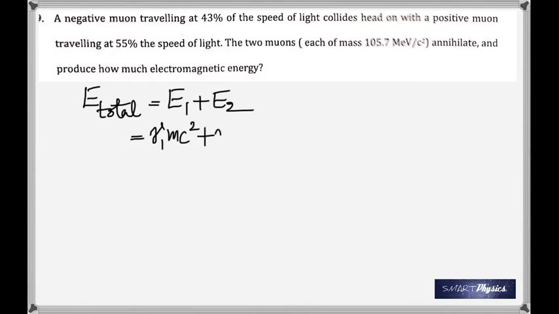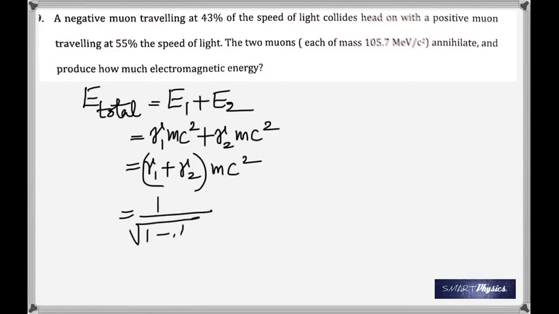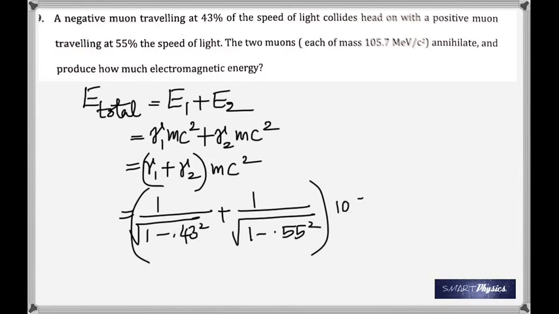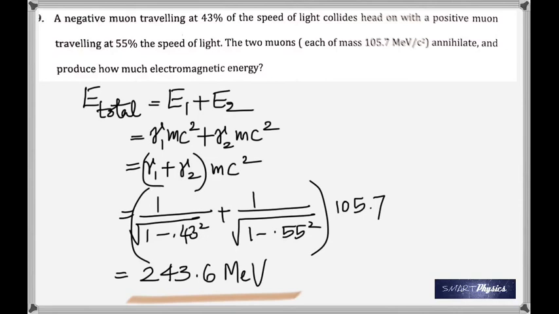And the energy of each one is gamma mc squared. And since they are moving at different speeds, it's gamma 1 mc squared plus gamma 2 mc squared. Surely mc squared can be taken common, and then gamma 1 is 1 by root 1 minus v squared by c squared. Now remember that the rest mass energy of the muon is 105.7 MeV, just like the rest mass energy of the proton was 938.3. This would be given to you. That's a constant. When you calculate, you get 243.6 mega electron volts as the total energy that's going to be released.